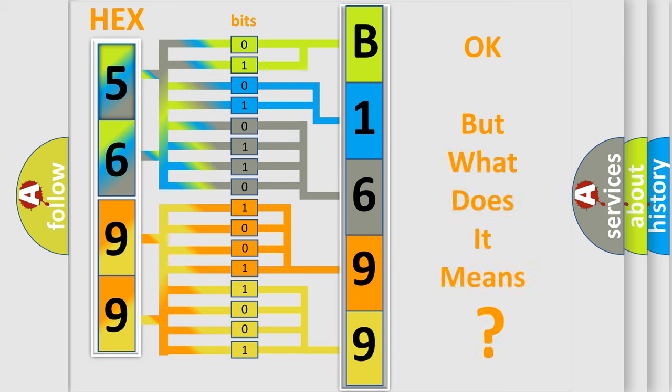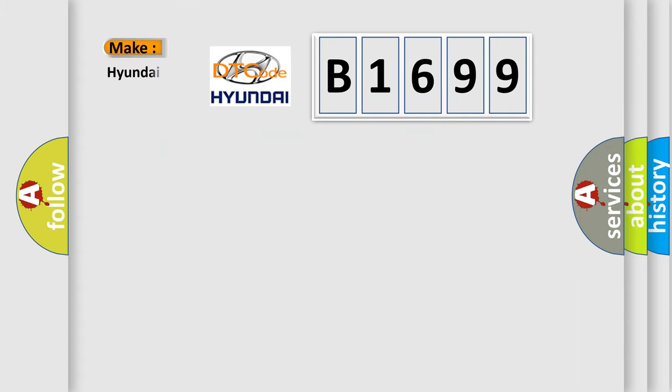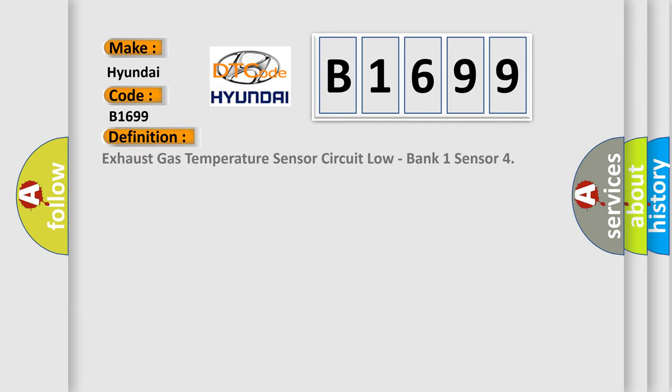The number itself does not make sense to us if we cannot assign information to what it actually expresses. So, what does the Diagnostic Trouble Code B1699 interpret specifically for Hyundai car manufacturers? The basic definition is exhaust gas temperature sensor circuit low, bank 1 sensor.